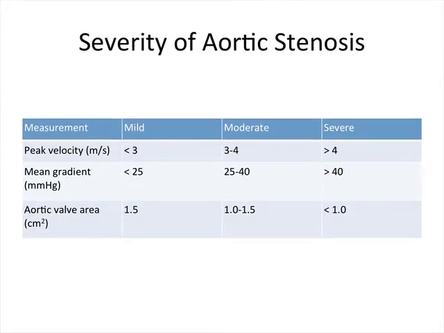This table shows the different measurements available to classify aortic stenosis into mild, moderate, and severe. Hemodynamically significant aortic stenosis is a peak velocity greater than 4 meters per second with a mean gradient greater than 40 millimeters of mercury and an aortic valve area less than 1.0 centimeters squared.